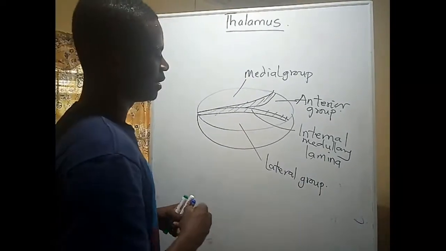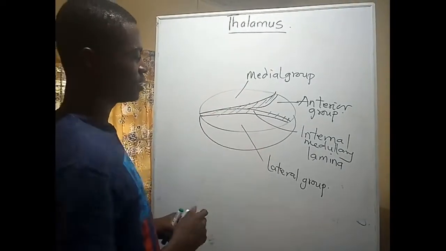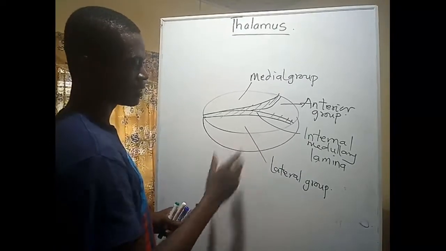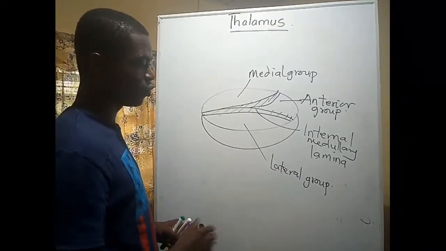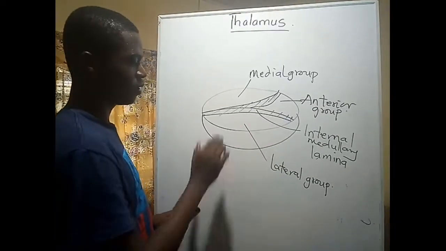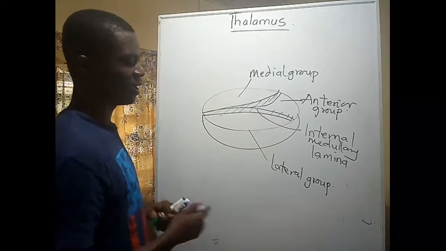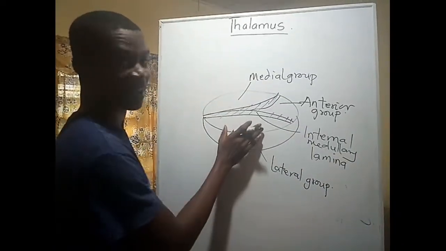Now, these are the three basic regions. Each of these regions is divided into several groups again. So we are going to look at the groups into which the lateral group is divided, and we are going to use a 3 for that. So kindly remember, we have the anterior, the medial group, and then we have the lateral group.